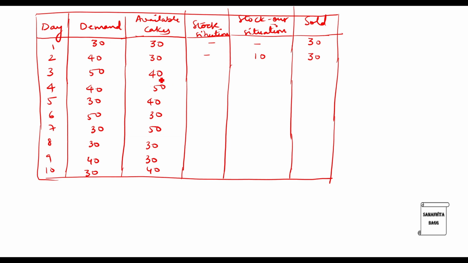Then next day, 40 cakes are there with him. 50 is the demand. So again he is able to sell 40 only because 10 cakes are less. So no stock. Fourth day, 50 cakes he has. He has a demand only of 40 cakes. So now he has 10 cakes in spare with him. So he did not run in stock out, but he was able to sell only 40.